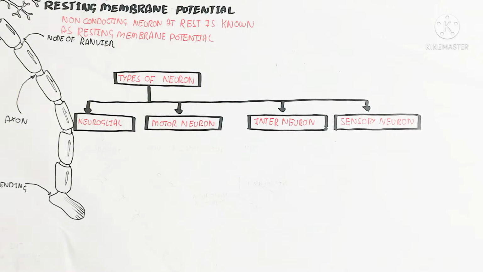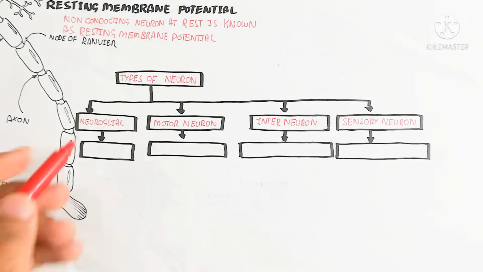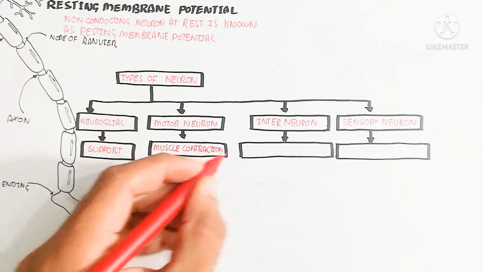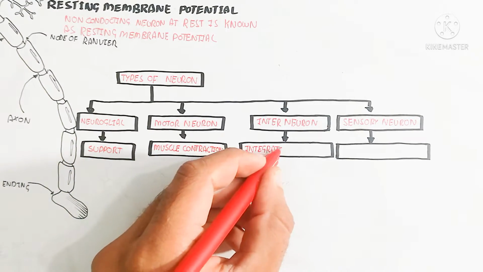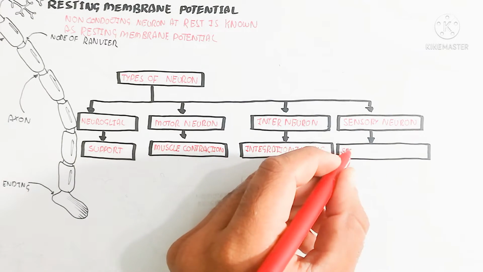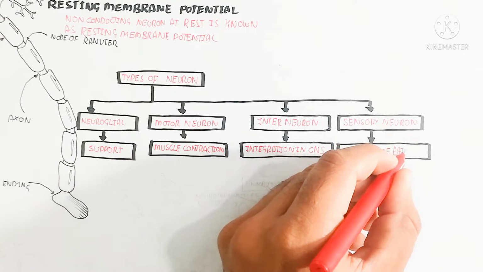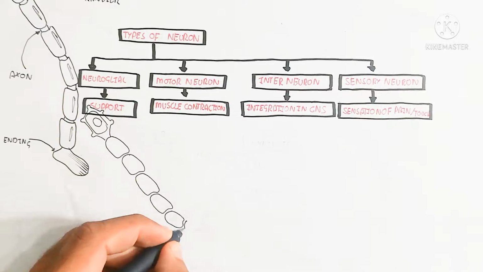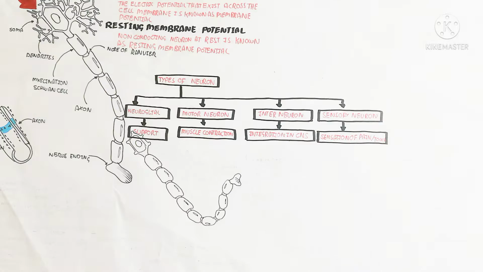Here are the types of neuron we will discuss: the neuroglial cell, motor neuron, interneuron, and sensory neuron. The neuroglial cell gives support and nourishment to the nervous system, while the motor neuron is used for muscle contraction, and the interneuron is present in the central nervous system for integration. The sensation of pain and touch is the part of the sensory neuron. Here is the diagram that I am showing in the figure.